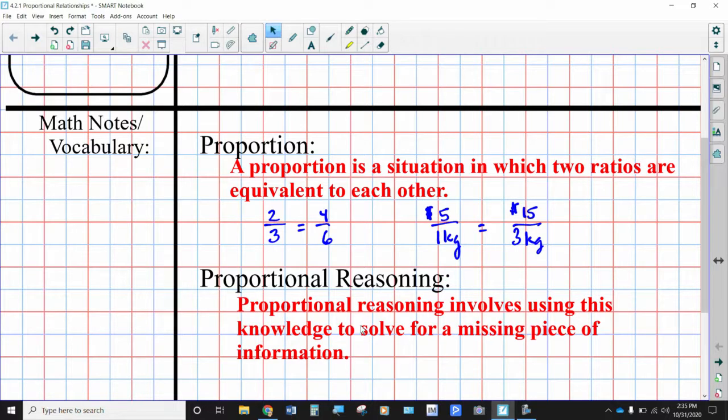So now proportional reasoning. Proportional reasoning involves using this knowledge to solve for a piece of missing information.